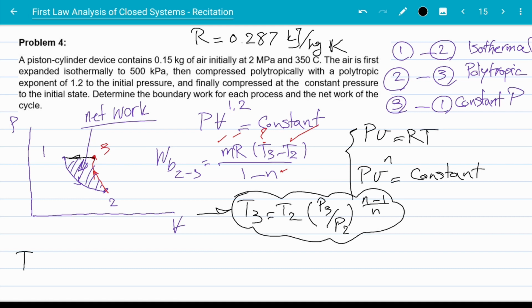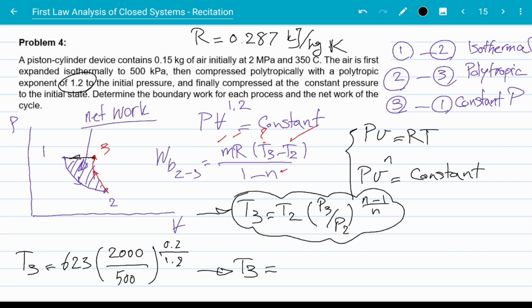If we plug in numbers, T3 is T2. The problem says the T1 was 350 degrees Celsius, and T2, because of the isothermal process, is 350 Celsius. But remember here, you need to plug in things in Kelvin. So 350 degrees Celsius is 623 Kelvin times P3, which the problem states is the initial pressure, so 2000 kilopascals, over P2, which is 500 kilopascals, to the power of n minus 1. Now n, the problem states, is 1.2, minus 1 is 0.2 over 1.2. Now you do the calculations, you get that the temperature at the third state is 784.93 Kelvin.